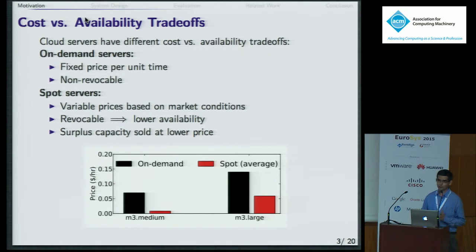So you might be asking, why do spot servers even exist? Spot servers allow the cloud provider to sell off their surplus capacity. If a server is idle during periods of low demand or during off-peak periods, these idle servers can be sold off at very low costs. This graph shows the price difference between the on-demand server and the average spot price of two kinds of servers on the EC2 spot market. We have seen that on average, spot servers are between 2 to 10 times cheaper than their equivalent on-demand instances.